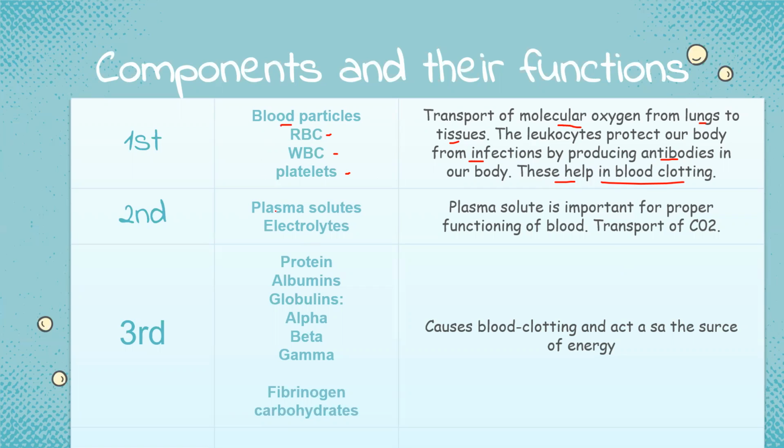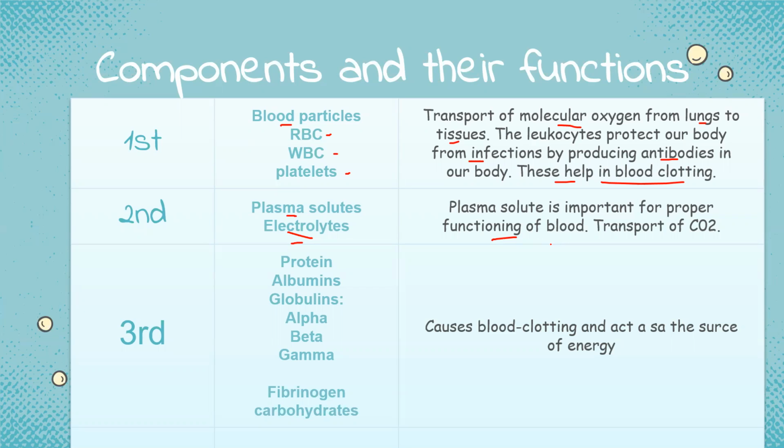Okay, so second is plasma solutes, the solution of plasma. These contain electrolytes, and these electrolytes contain sodium and chloride salts and sodium hydrogen carbonate. So the plasma solute is important for proper functioning of blood. And this maintains osmotic pressure. Osmotic pressure is the pressure by which the blood can flow. And the fluid balance, the balance of the fluid.